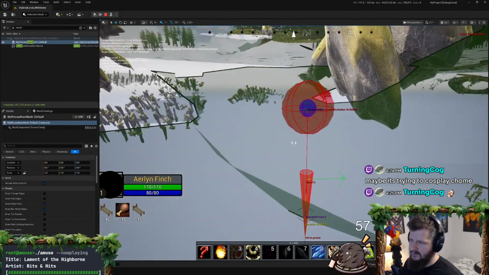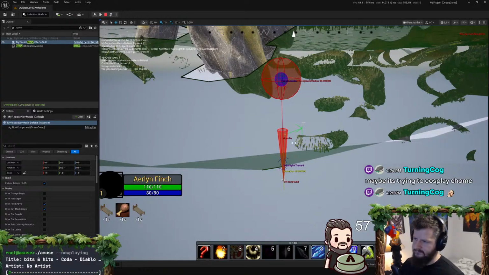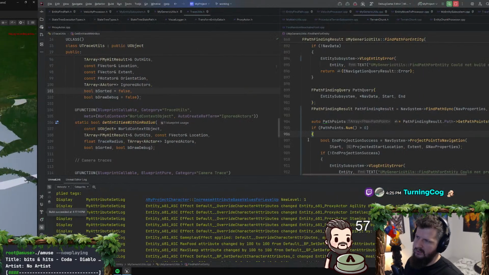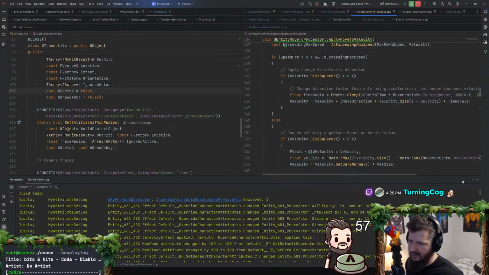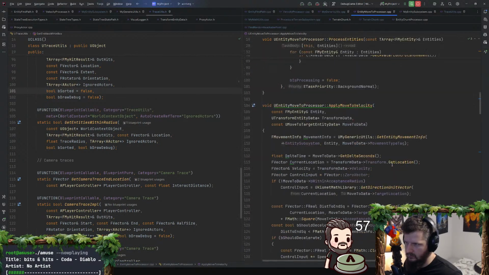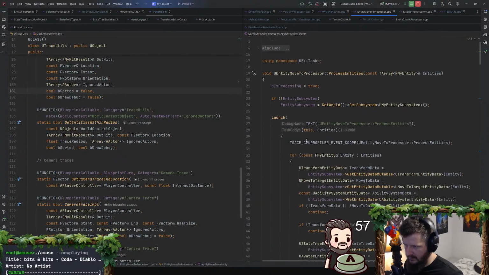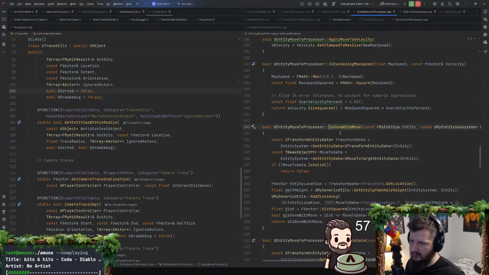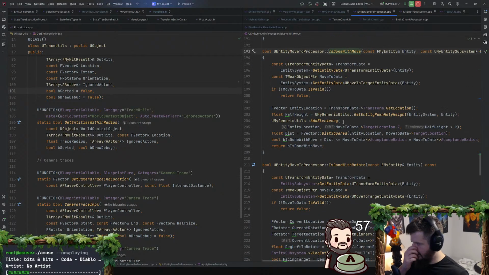Yeah, so we're just getting bad wander targets. But this is kind of good, I guess. This is a good scenario that I can write some code for to solve. Now, let's look at the move to processor, because I feel like I should already be doing the Z lenience. Yeah, we are already doing the Z lenience.